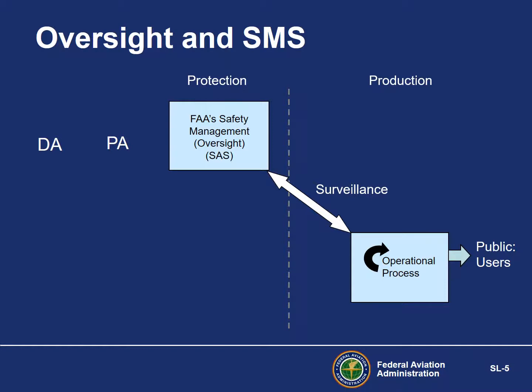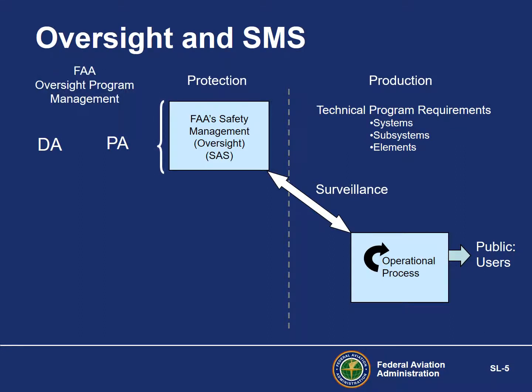SAS, our current oversight system, adds a management system to oversight. These elements organize regulatory requirements into a systematic structure of systems, subsystems, and elements. SAS and the MPG organize the oversight system into two sets of modules: design assessments and performance assessments, PAs. At this point, we've gone as far as we can with oversight.